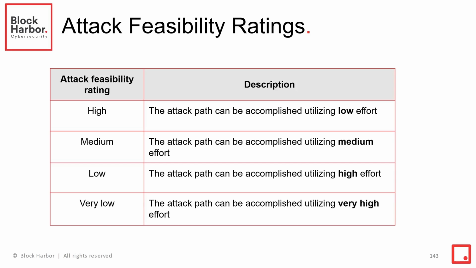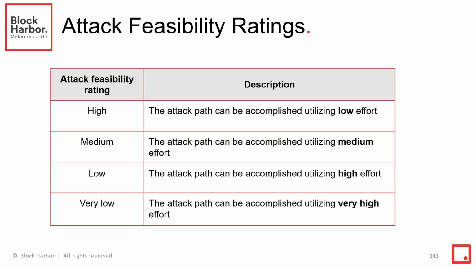A high feasibility rating indicates that the attack path can be accomplished with low effort. This means that an attacker could easily exploit the vulnerability using commonly available tools or minimal resources. For example, an unprotected network port could be a high visibility target. A medium feasibility rating implies that the attack requires moderate effort. This could involve some level of skill, specialized tools, or insider knowledge. For instance, compromising a vehicle's ECU might require access to proprietary software, but is still within reach for skilled attackers.